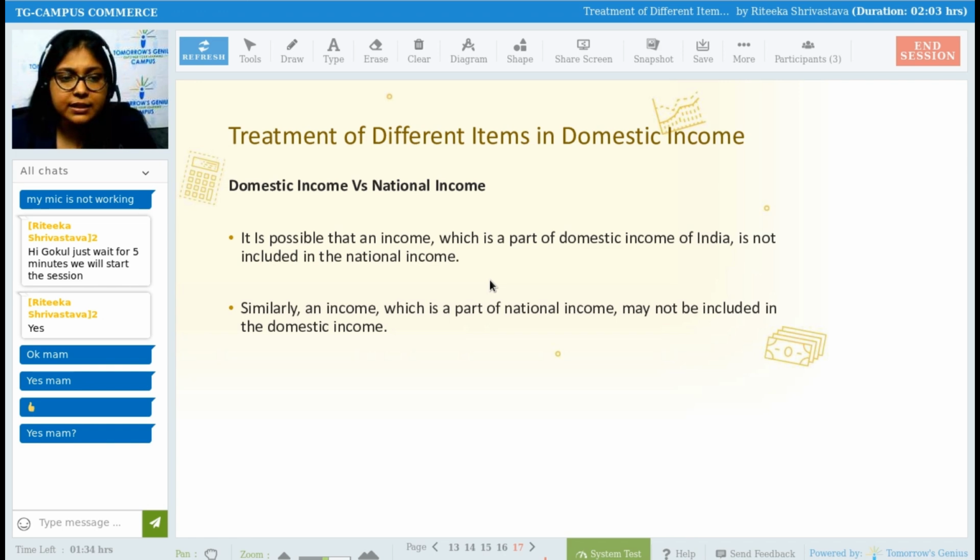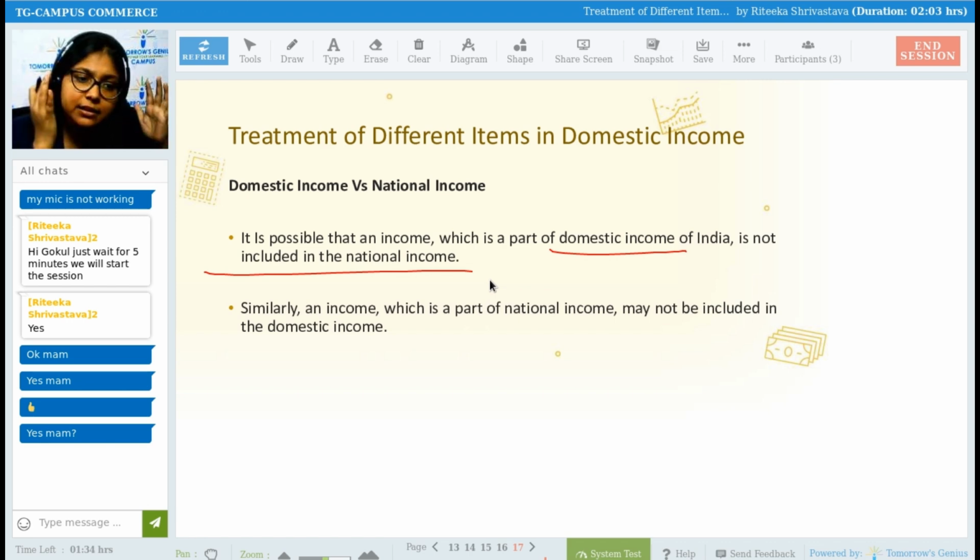Now domestic income versus national income. Part of domestic income of India is not included in the national income. That is a possibility. Right now we saw one example wherein we said that this is part of domestic income, but this cannot be part of national income.